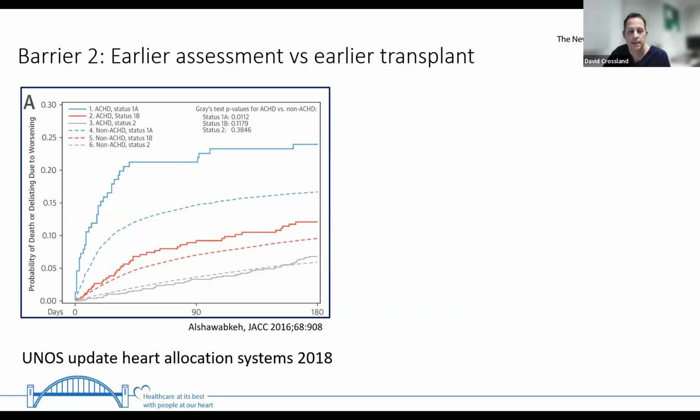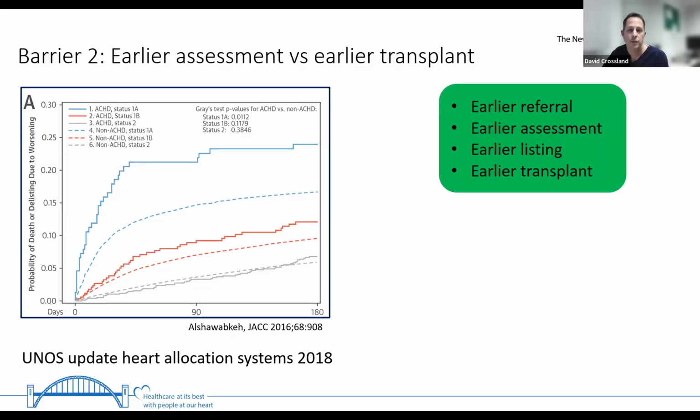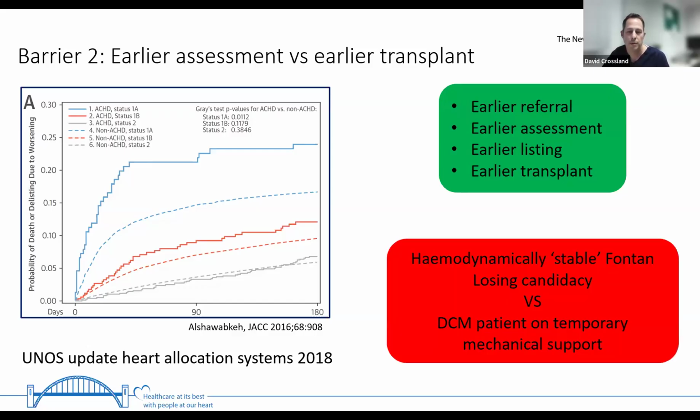Now, my understanding is that this has changed significantly since the UNOS updated their heart allocation systems in 2018. But in other organ donation systems, this hasn't happened and certainly remains a problem for us in the UK. But if we are going to plan for earlier referral, earlier assessment and earlier listing, it needs to be synonymous with earlier transplantation. And there will be the ongoing problem of a hemodynamically stable Fontan patient who is gradually losing candidacy being compared to a crash and burn dilated cardiomyopathy patient on temporary mechanical support.